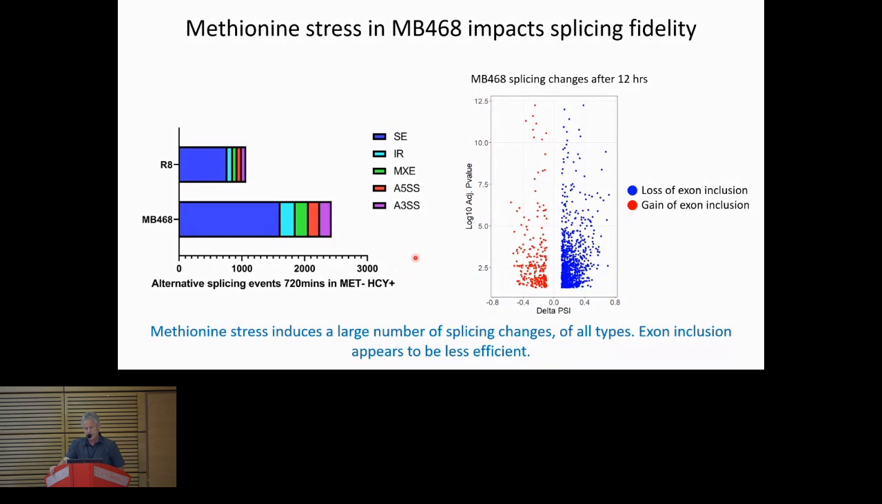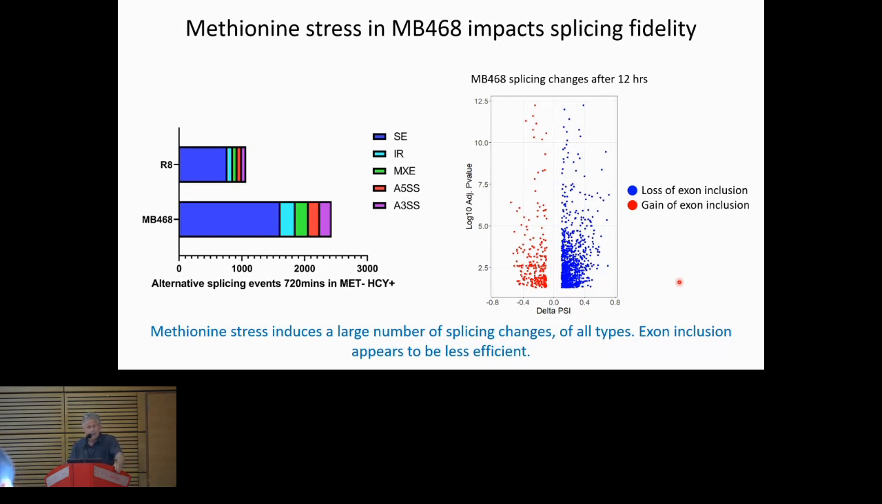So when you look at the volcano plot here, what you see is that there is a significant increase in the loss of exon inclusion. So putting these cells under methionine stress, somehow you start to lose exon inclusion. That seems to suggest that there's something going on within the spliceosome or within the system, and now the spliceosome is no longer able to recognize certain exons that it usually does.